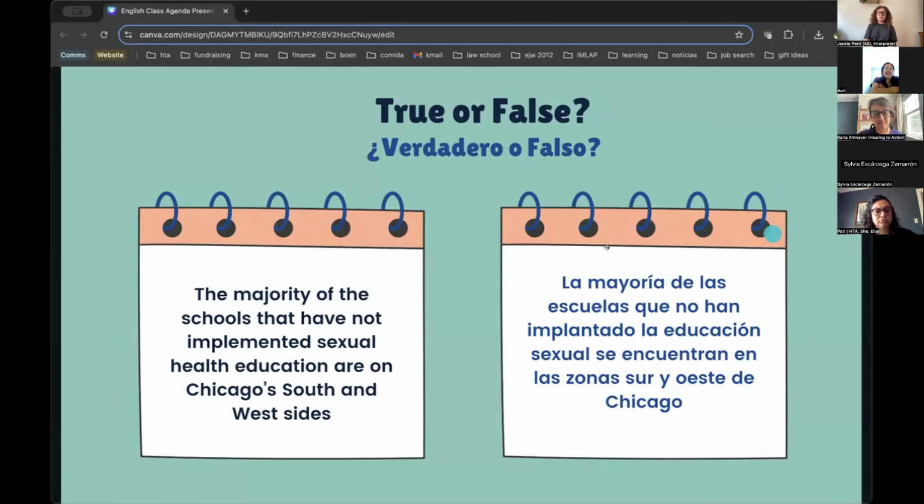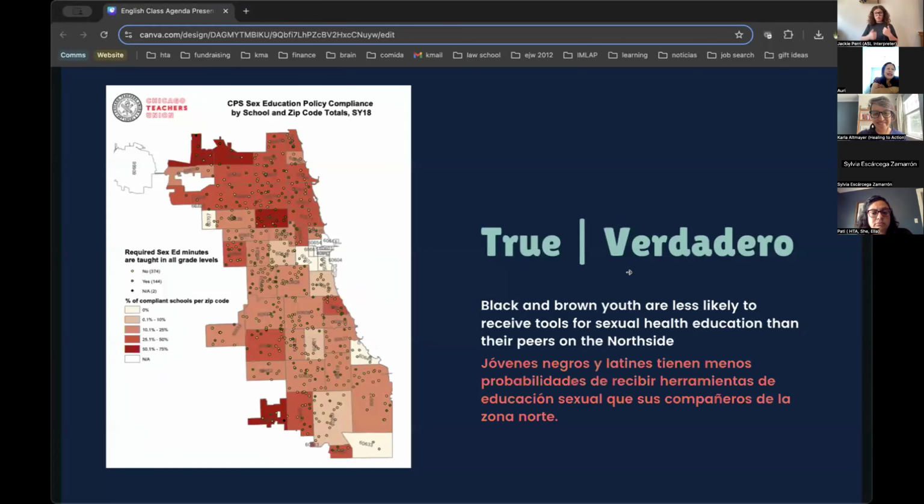The majority of the schools that have not implemented sex ed can be found in the south and west sides of Chicago. True. The majority of the schools are found in the south and west sides of the city, which means that young people who are Black and Latino have less probability of receiving sex ed tools than other peers in the north side.